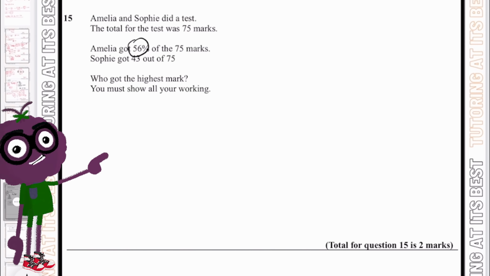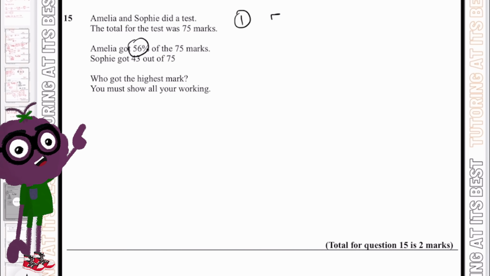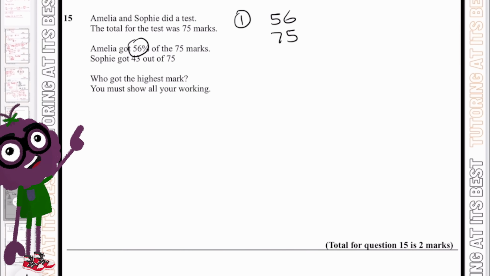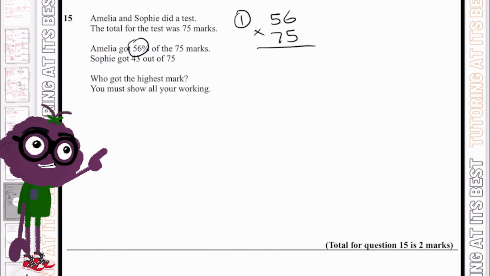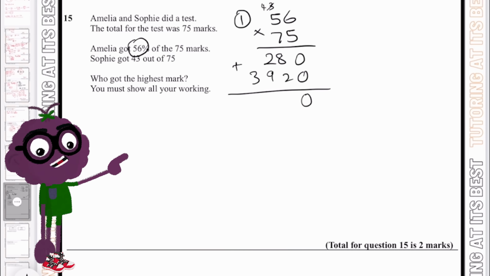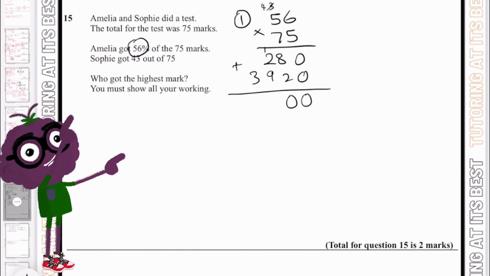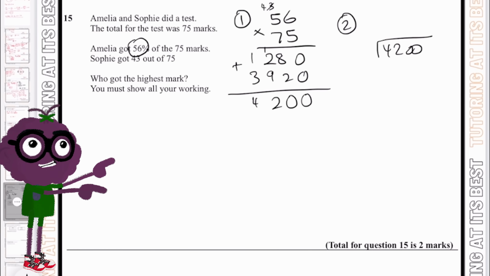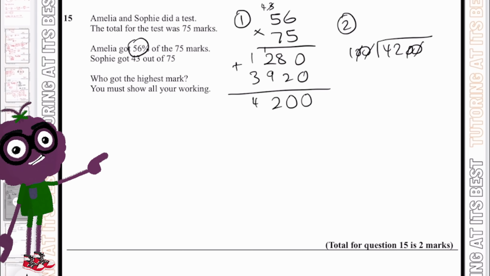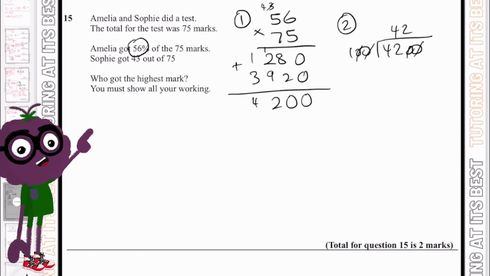So let's go with step 1 here, and I have 56 multiplied by 75. And then let's go ahead and add this out. 0, 0, 12, and 4,200 before simply dividing this by 100. Cross out the 2 zeros, and we're left with 42.